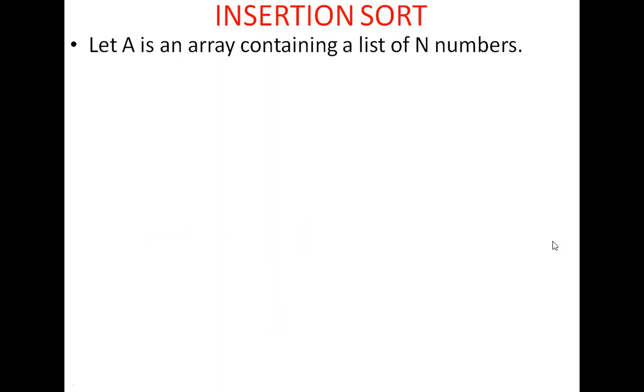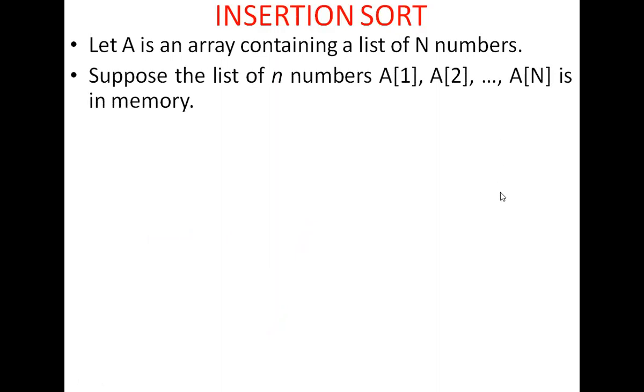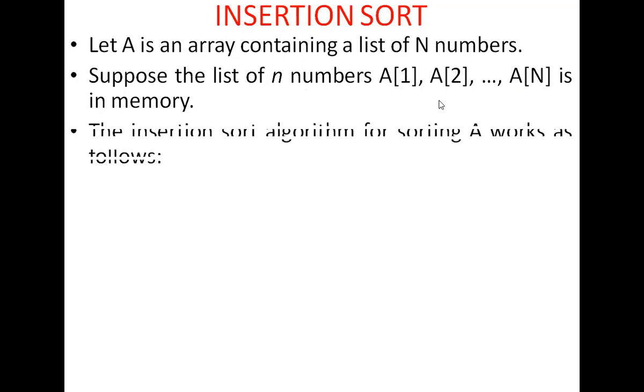Let A be an array containing a list of n numbers. Suppose these n numbers in the array are A of 1, A of 2, up to A of n, stored inside the memory. The first number will be stored at A of 1, the second number at A of 2, and the last number is stored in A of n. All these numbers, the array of n elements, are in memory in this manner.